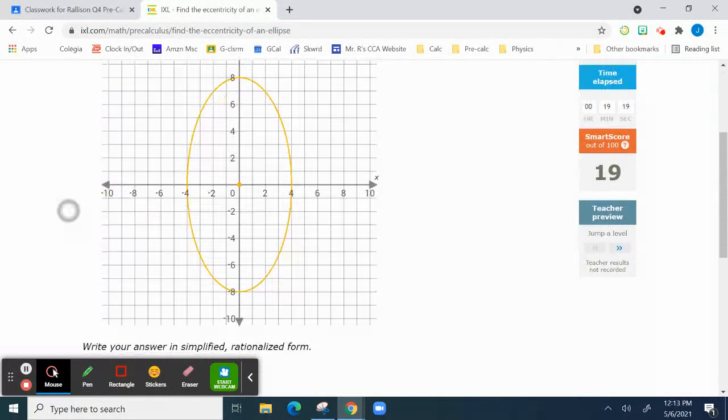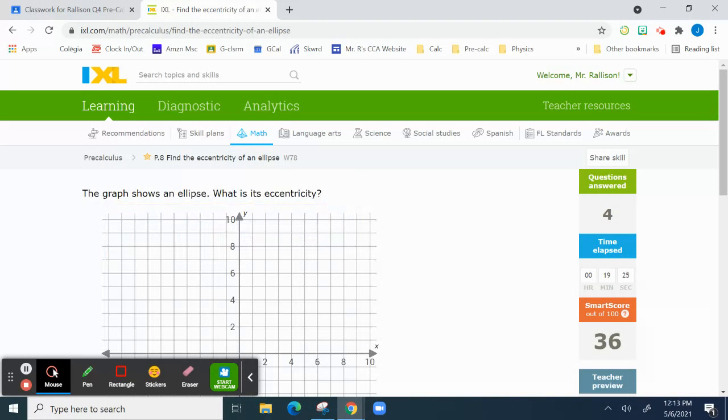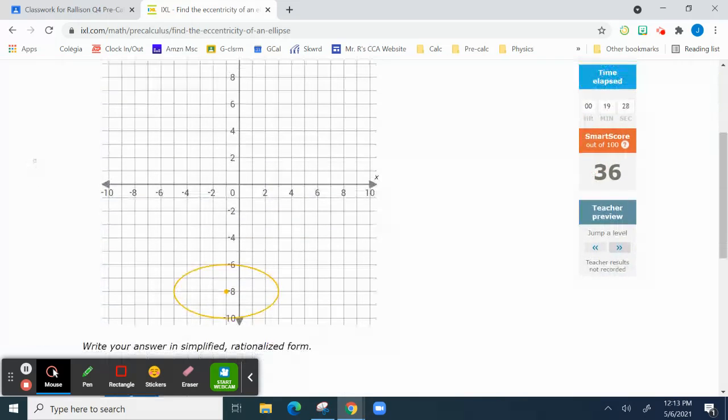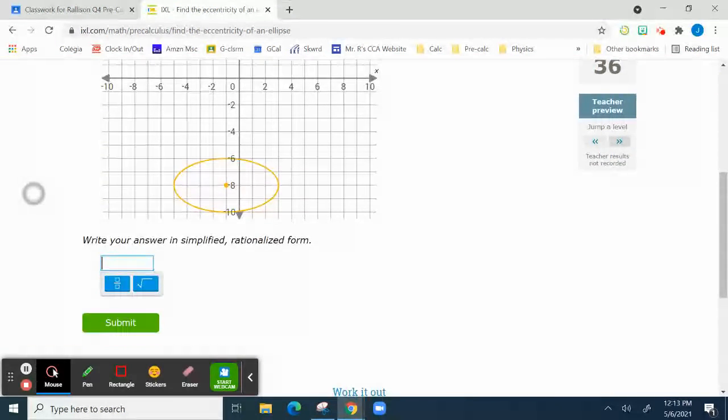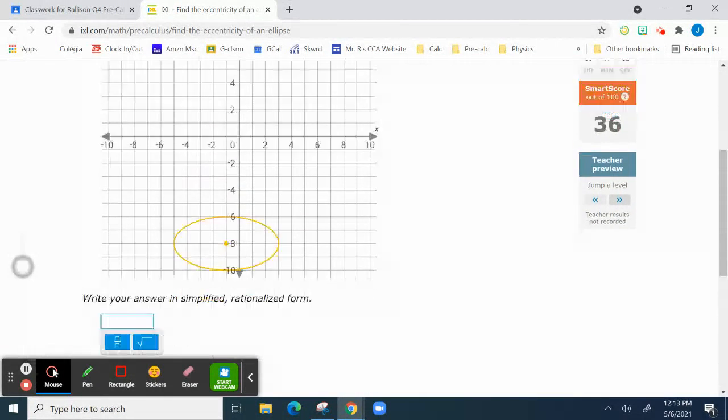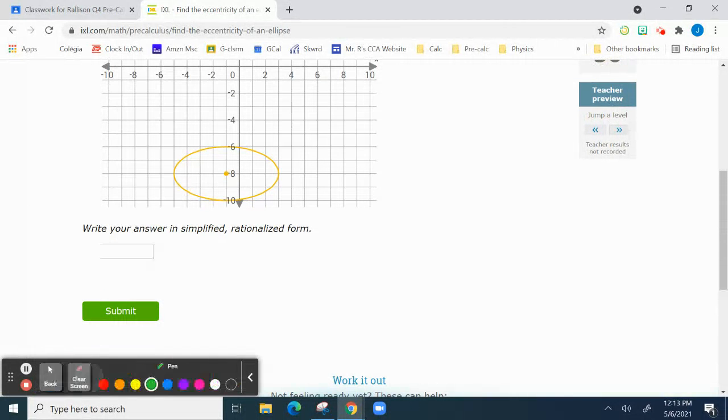All right, so I've done a couple of these. Now I'm going to just jump a level for the sake of time. Okay, so this graph shows, okay, so this is all about eccentricity still. So we're going to just do the same thing all over again, right?